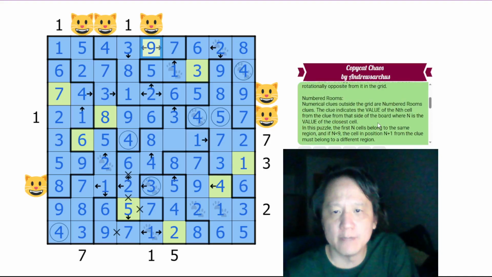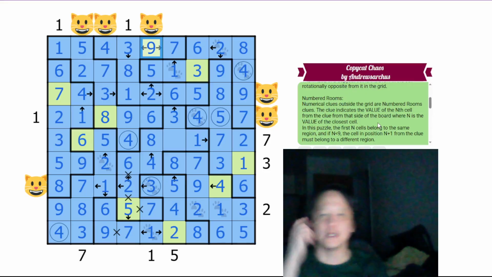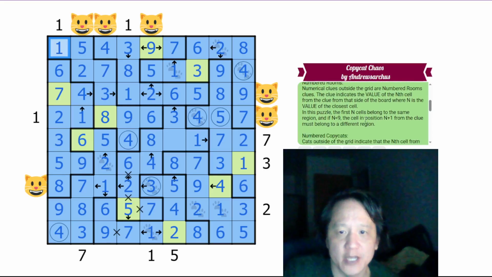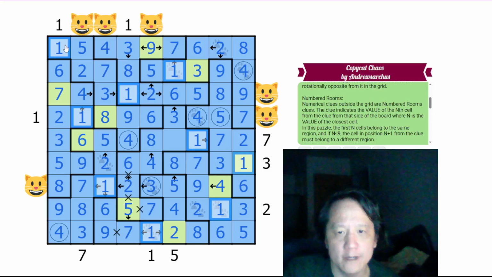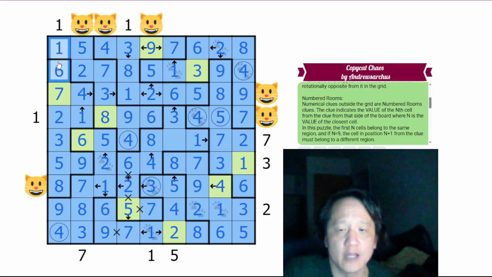Yep. Numbered rooms. Numerical clues outside the grid are numbered rooms clues. The clues indicate the value of the nth cell from the clue from that side of the board, where n is the value of the closest cell. So, 1. And in this puzzle, the first n cells belong to the same region, and if n is less than 9, the cell in position n plus 1 from the clue must belong to a different region. This is value 1, and the value of 1 is in the first cell. And therefore, this is a different region, which is valid.